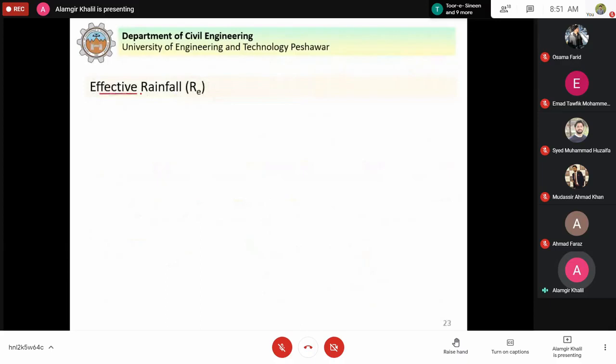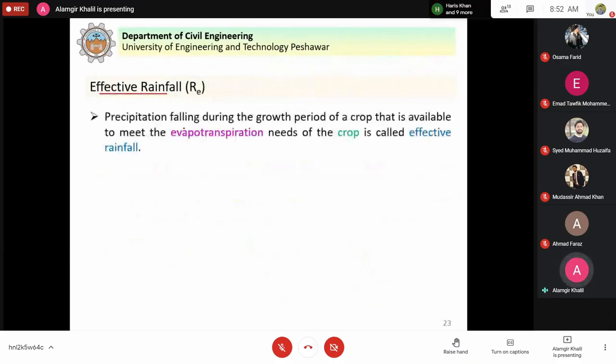Next, we defined effective rainfall. So in agriculture, in irrigation, we define effective rainfall as that precipitation falling during the growth period of a crop that is available to meet the evapotranspiration needs of the crop.